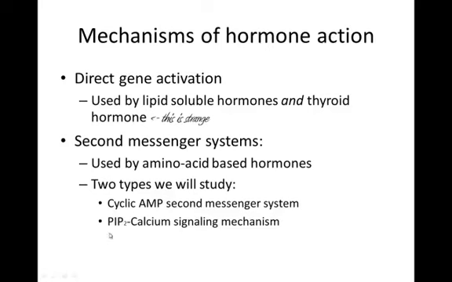Some amino acid-based hormones don't use second messenger systems. For instance, insulin does not use a second messenger system. You do not have to know the mechanism by which insulin gets into your cells. You're lucky for that. It's quite complicated. But if you have access to the website, I would like you to watch the little video to see how insulin gets into your cells, because it's quite fascinating.